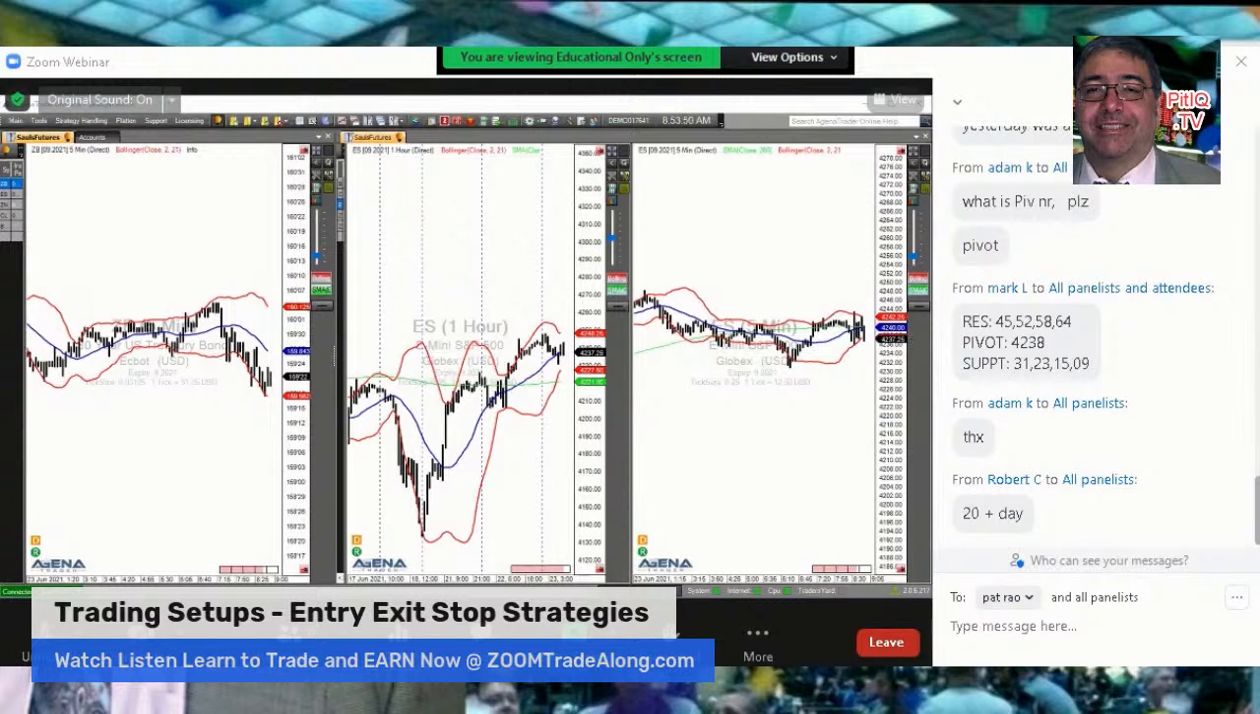Market is kind of just hanging. Going nowhere fast right now. It is range bound, as you can see. Patience is important. Support down at the 31, resistance up at the 45, and the pivot here at 38, and it's just kind of trading on both sides of our pivot. So kind of going nowhere fast here.